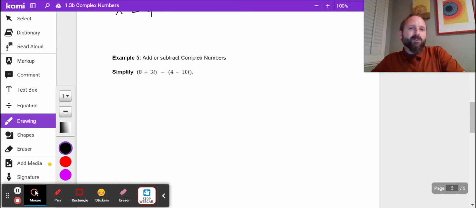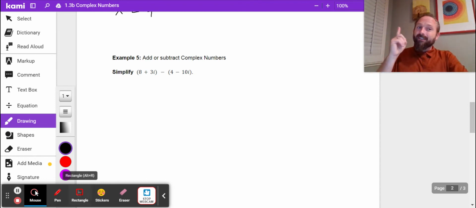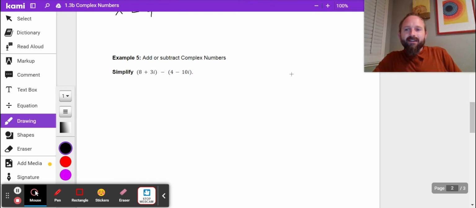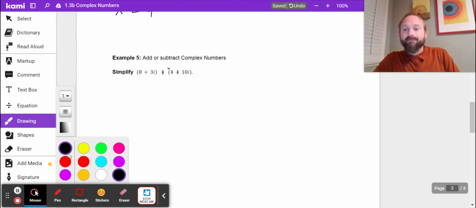So, add or subtract complex numbers. Once again, we can do the following. Let's set it up. First, we're going to understand that we get complicated when we try to subtract things, so we're going to change it to add the opposite. So this becomes plus, and everything in here becomes a negative. So this is a minus 4, and this is a plus 10i right there.